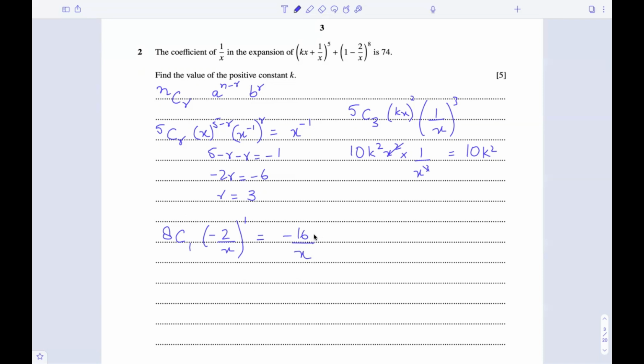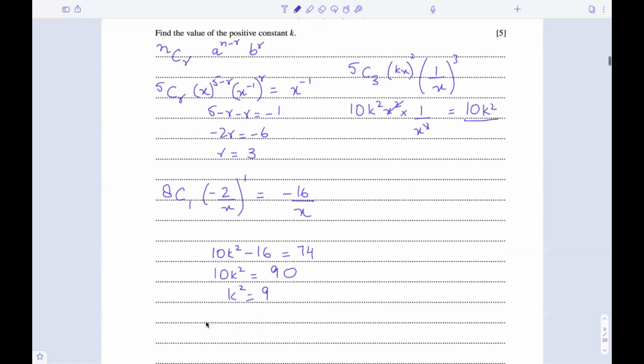So we know that the coefficient of 1 upon x in one of the expressions is 10k squared, and in the other expression it is minus 16. So we can say 10k squared minus 16 is equal to 74. Simplifying this, we get 10k squared is equal to 74 plus 16, which is 90. So k squared is equal to 9.